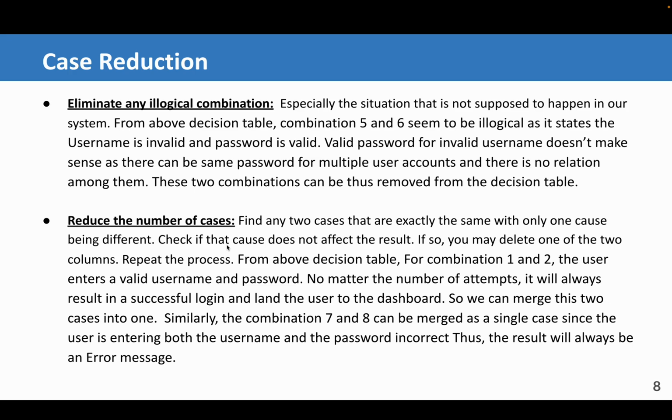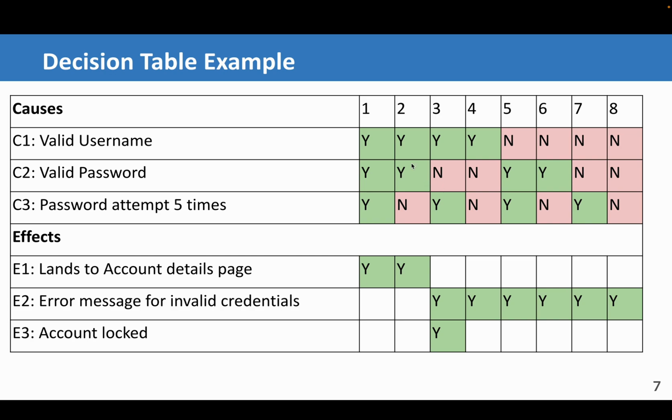So in the above decision table, for combinations 1 and 2, the user enters a valid username and password. No matter the number of attempts, it will always result in a successful login and land on the user dashboard. So we can merge these two cases into one. Here are the two combinations. The only difference between them is whether the password attempt is the 5th time or not. But whether the user is entering their valid password on the 5th attempt or on the 4th attempt, it doesn't have any impact on the effect.